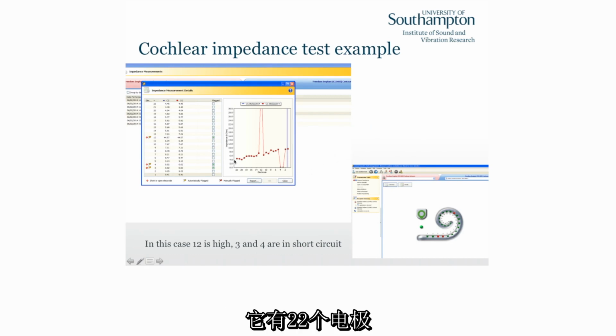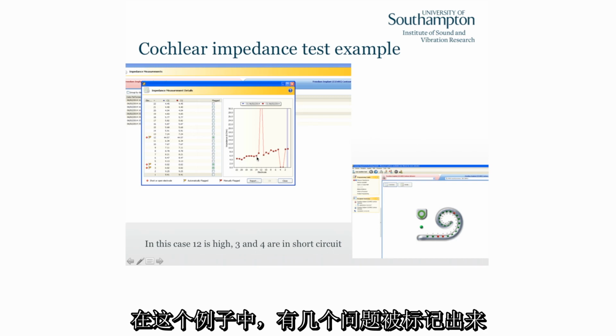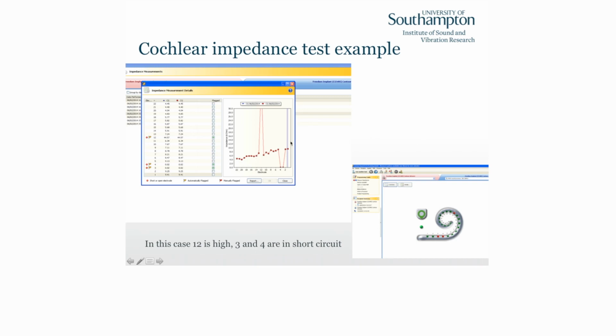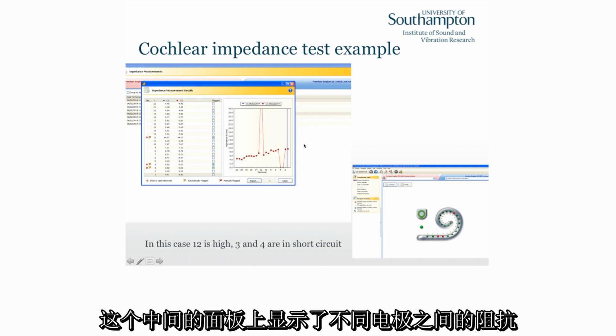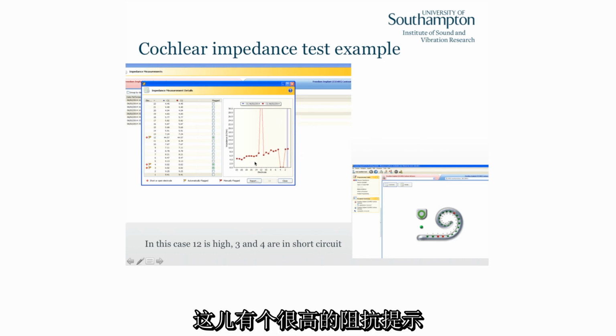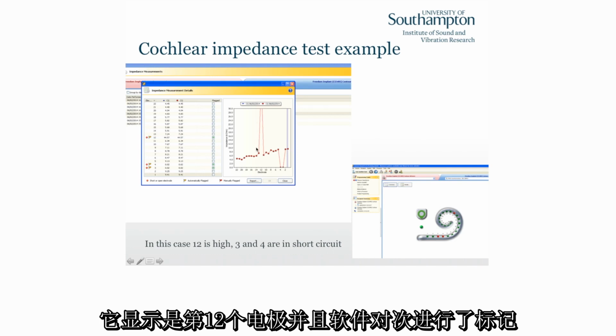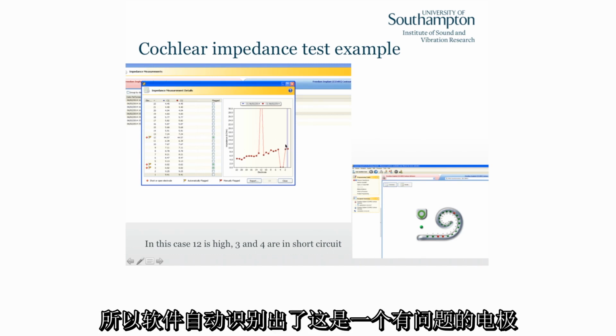This is an example from a Cochlear, I think a CI device. So we've got 22 electrodes. In this case, there are a couple of problems being flagged up. So the panel here, kind of in the middle, is showing the impedances across the different electrodes. So there's a very high impedance being shown on electrode 12, and the software's flagged this up, so the software's automatically identified that that's a problematic electrode.